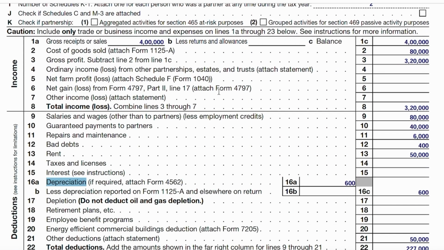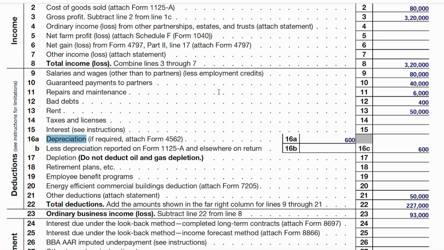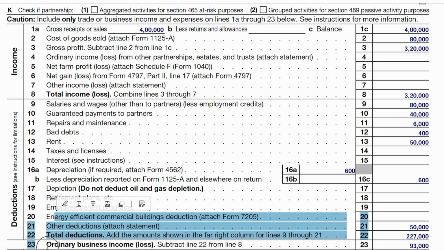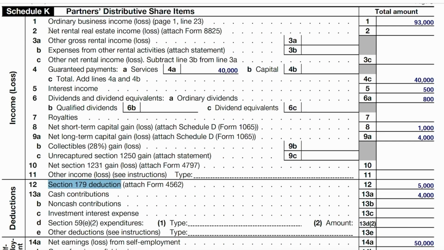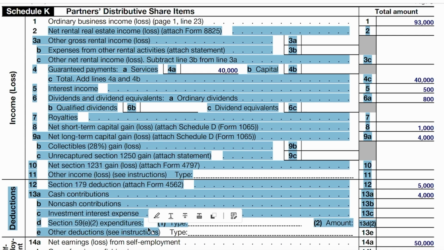As I have said, when you see this form you should always first focus on ordinary business income. How do you arrive at ordinary business income? What is included in ordinary business income and what is not included? You need to know that ordinary business income is the non-separately stated item. Anything other than ordinary business income, which is line 2 and the other line items, are separately stated items and are not included in your ordinary business income.